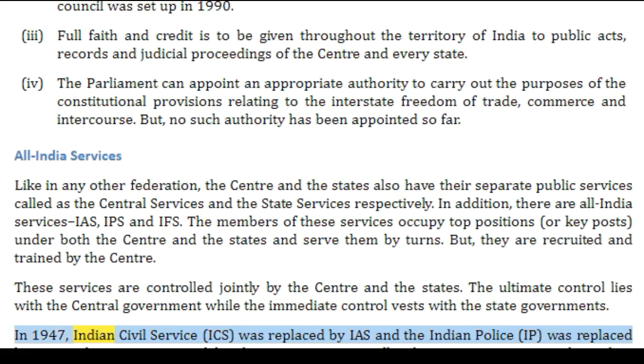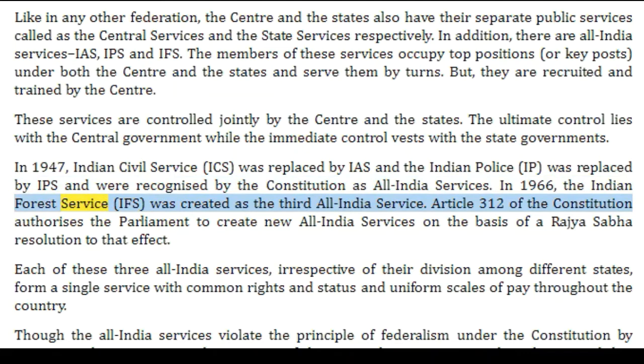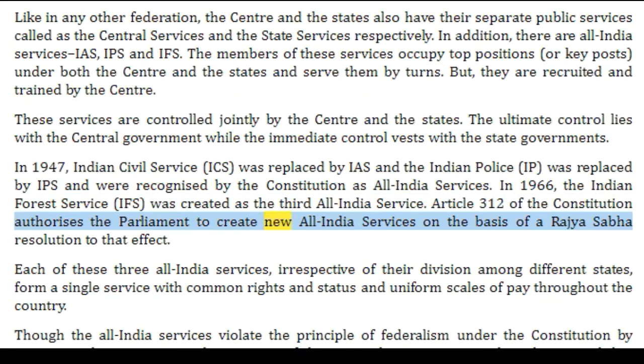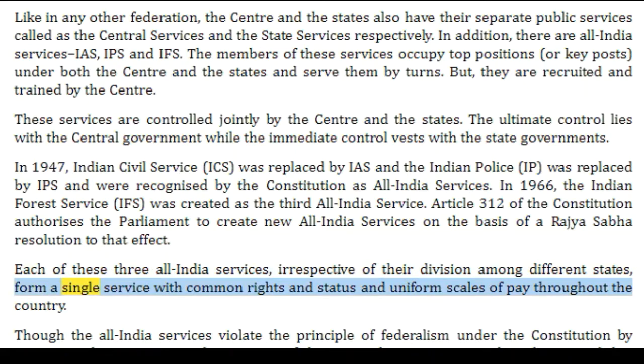In 1947, the Indian Civil Service, ICS, was replaced by the IAS, and the Indian Police, IP, was replaced by the IPS and were recognized by the Constitution as All India Services. In 1966, the Indian Forest Service, IFS, was created as the third All India Service. Article 312 of the Constitution authorizes the Parliament to create new All India Services on the basis of a Rajya Sabha resolution to that effect. Each of these three All India Services, irrespective of their division among different states, form a single service with common rights and status and uniform scales of pay throughout the country.